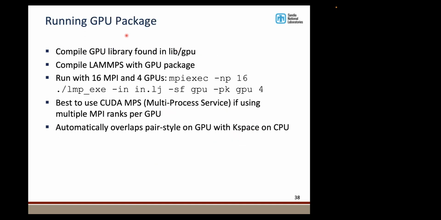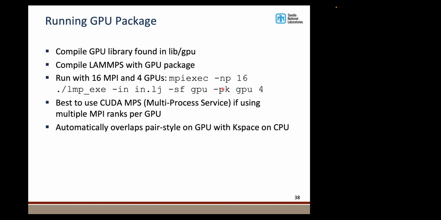Running the GPU package is a little bit more complex. First, you have to compile the GPU library that's found in the lib/gpu folder in LAMMPS. That's a separate compilation. And then you have to compile LAMMPS with the GPU package enabled. To run, it's very similar. You have -sf gpu and then a package option. This basically says use the GPU package, and then I have 4 GPUs that I'm going to run on.